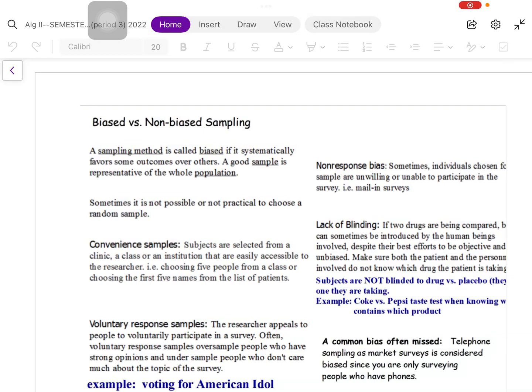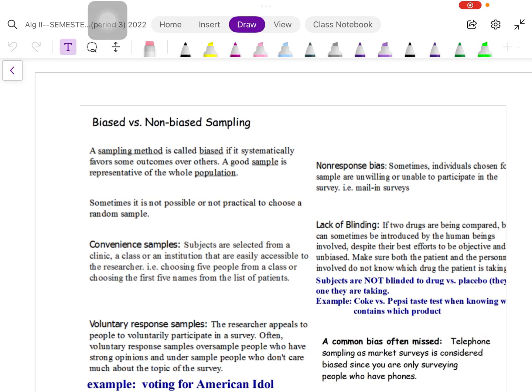Today I'd like to talk to you about biased versus non-biased sampling and observational versus experimental. So we're first going to look at what does sampling even mean.